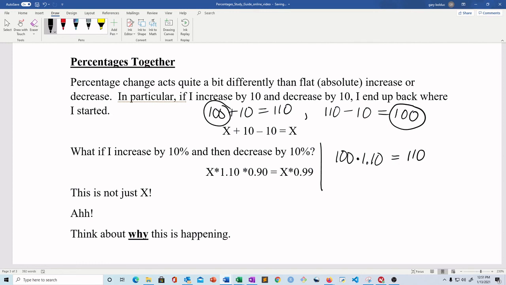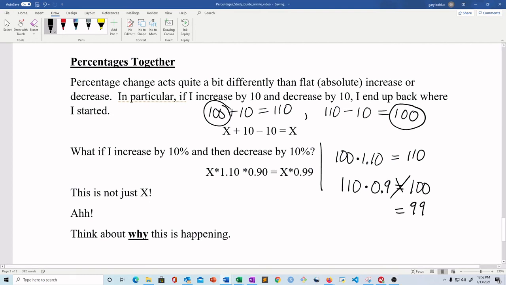Cool, that's nice. Okay, now decrease by 10%. That would be multiplied by 0.9, because remember, to decrease by 10% is to say I've got 90% left. Well, obviously I'm going to end up back with 100, right? Right? No, you do not end up back at 100. You end up with only 99. You actually end up with less than you started with.